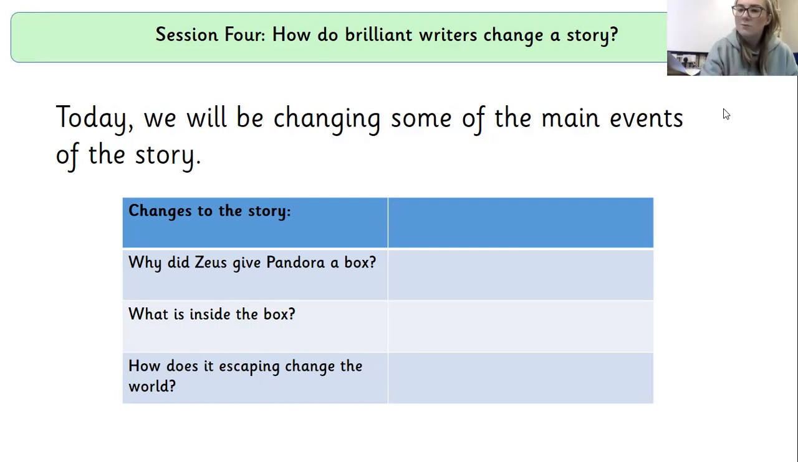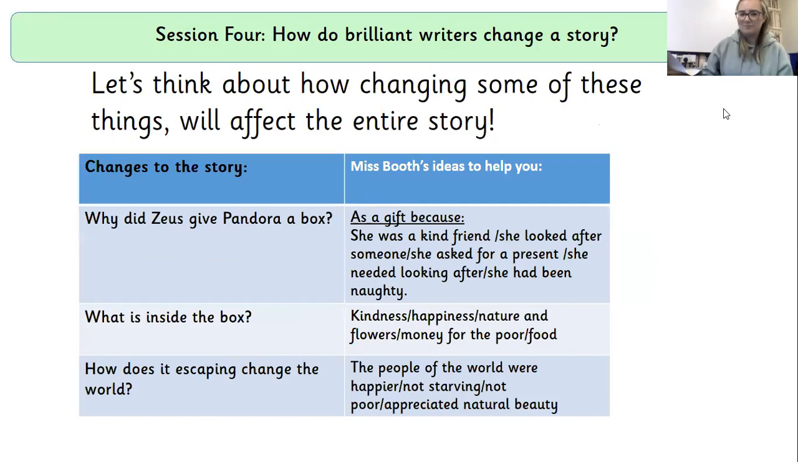Okay, so I've put some examples on my plan just to help you out, because this can be a little bit tricky today. It's going to be a little bit of a different story, but hopefully it's going to have a much happier ending, which will be good. So I have thought about some different ideas here. So it might be good if you pause the screen and you have a good read of them. I'm going to read them out loud as well, though.